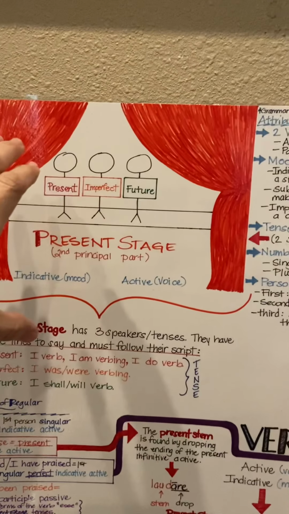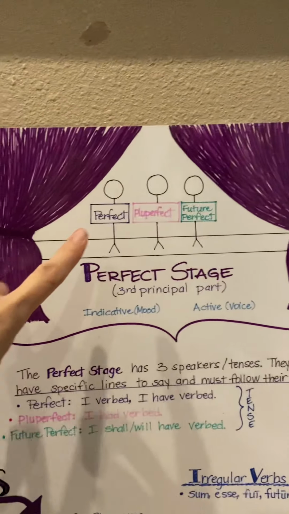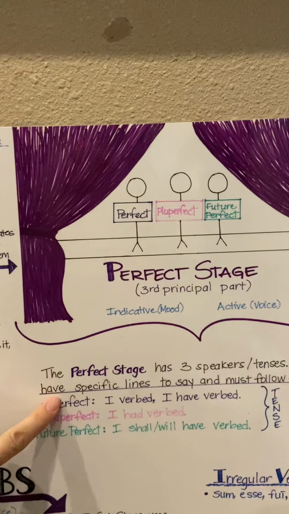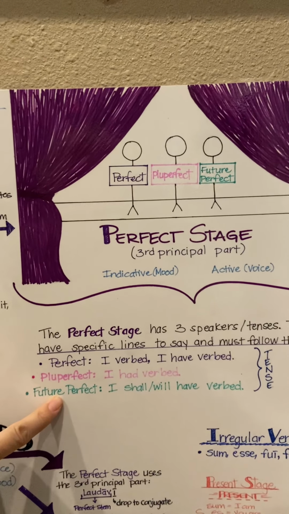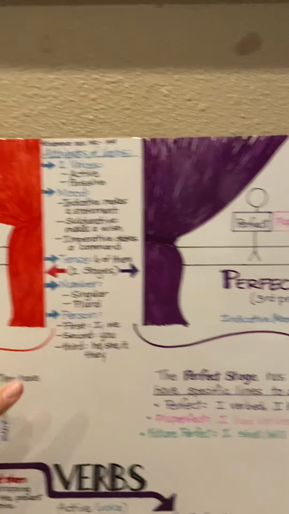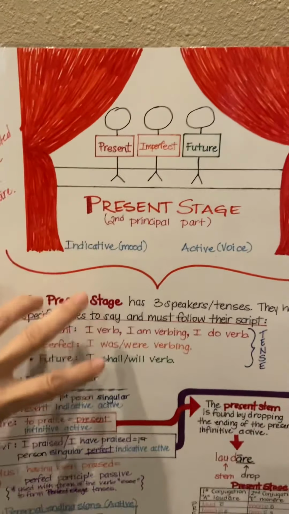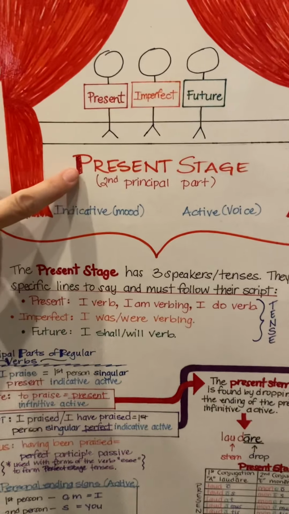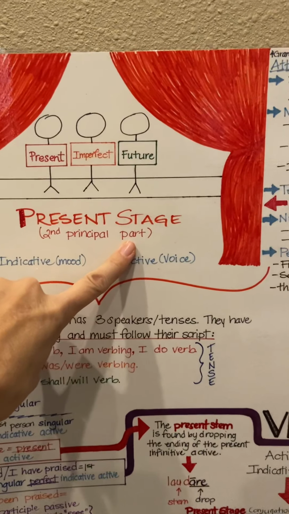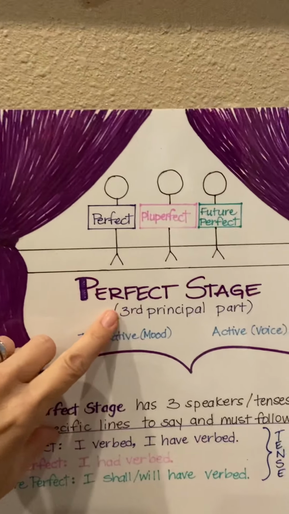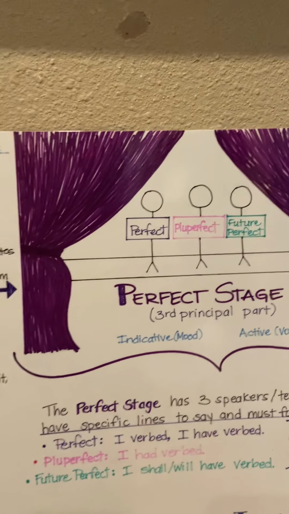So that just hits the 2 stages in essence. There is the present stage, in which you have 3 tenses, and you have a perfect stage with 3 other tenses and 3 other ways that speakers can speak on the perfect stage. I also want to bring your attention to the present stage, which is where we will be working for the next few weeks in Latin. You'll notice that the present stage is formed on the second principal part. You'll also notice that the perfect stage is formed on the third principal part. What in the heck does that mean?